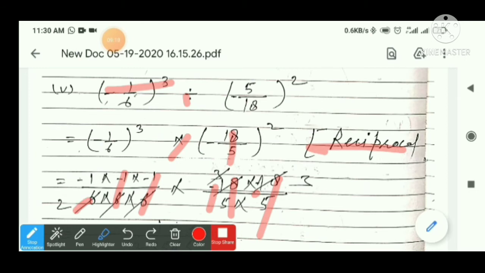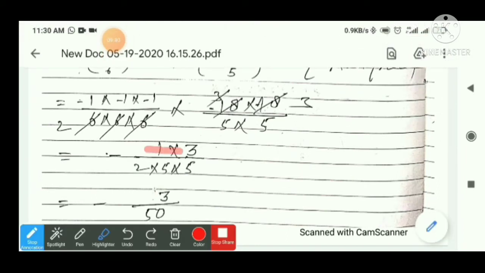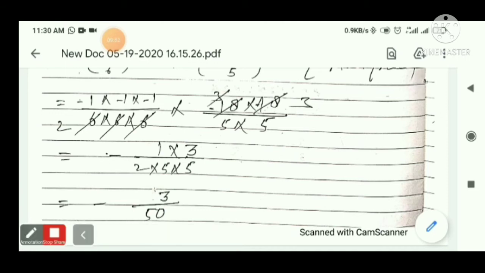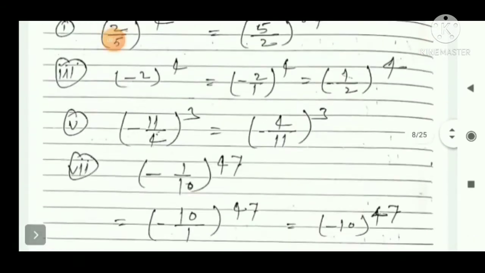Okay, 18 divided by 6 is 3 times. 6 threes are 18, and now again 18 divided by 6 is 3 times, 6 threes are 18. And now 6 divided by 3 is 2 times, 3 twos are 6. So the remaining numbers will be 1 into 3, 3, and 2 into 5 into 5, 2 fives are 10, 10 fives are 50. Minus 3 upon 50. Okay students, any query?